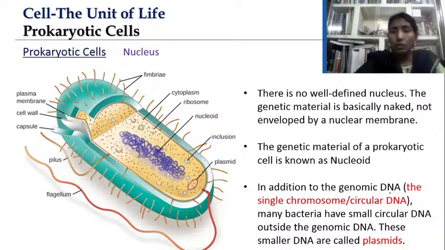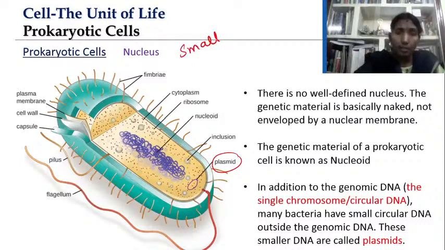In addition to the genomic DNA, many bacteria have small circular DNA outside the genomic DNA, and those are called plasmids. Apart from the genomic DNA, we have other smaller DNA, called plasmids. So what are plasmids?